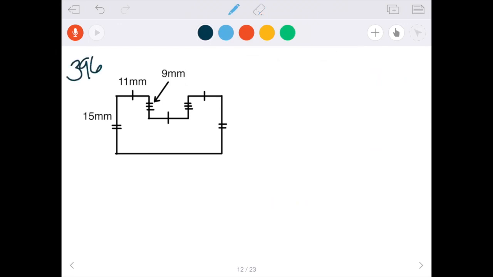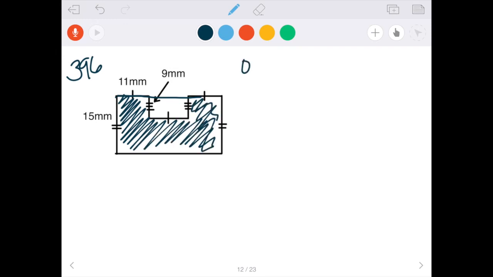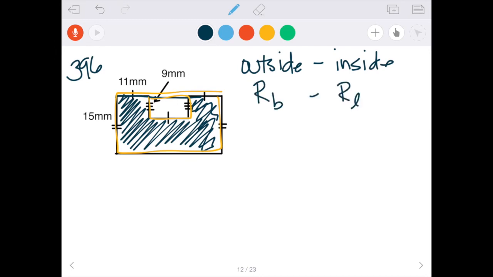is to do a subtraction. Let me put that back up there. So I'm going to do like, if there was a line here and this was like the shaded, find the shaded area. All right. So it would be outside minus inside. The outside shape is the big rectangle. The inside shape is the little rectangle. So we have rectangle big minus rectangle little. So length times width minus length times width.